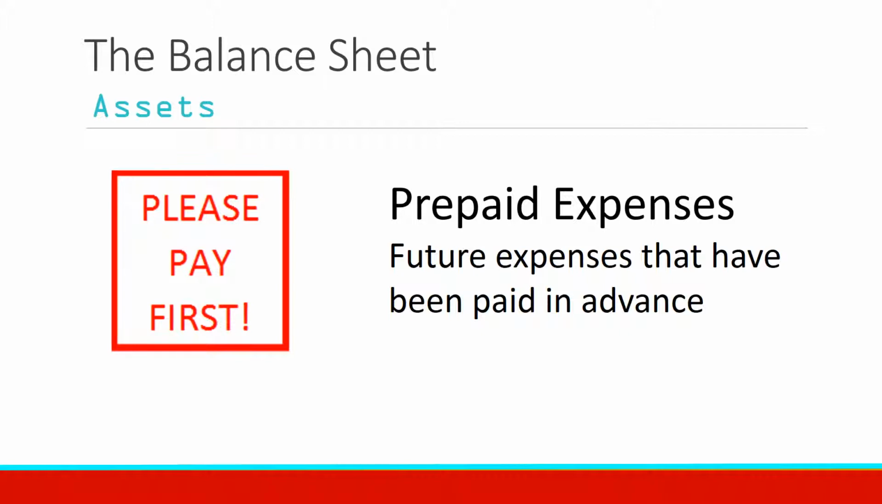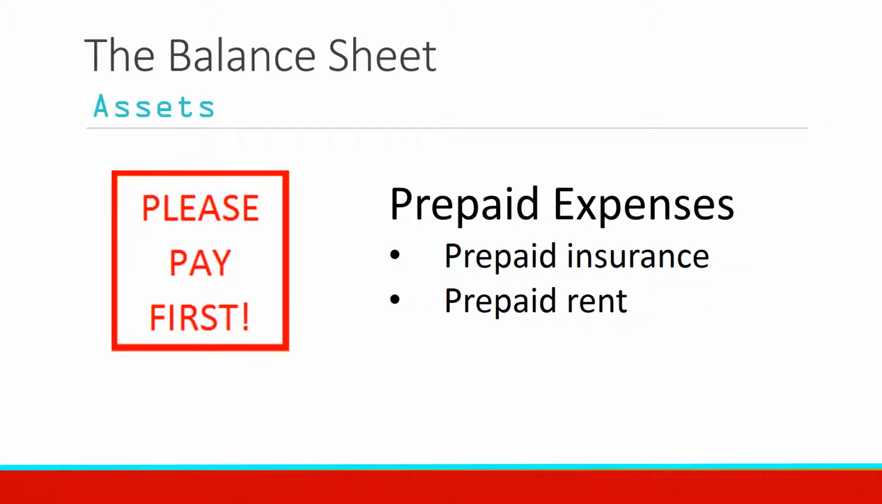A less familiar type of asset is called prepaid expenses, displayed here by the sign, "Please pay first." With prepaid expenses, a firm is asked to pay in advance for something. For example, paying the last month's rent at the time that a contract is signed. Prepaid expenses, therefore, are future expenses that have been paid for in advance. Two common kinds of prepaid expenses are prepaid insurance and prepaid rent.